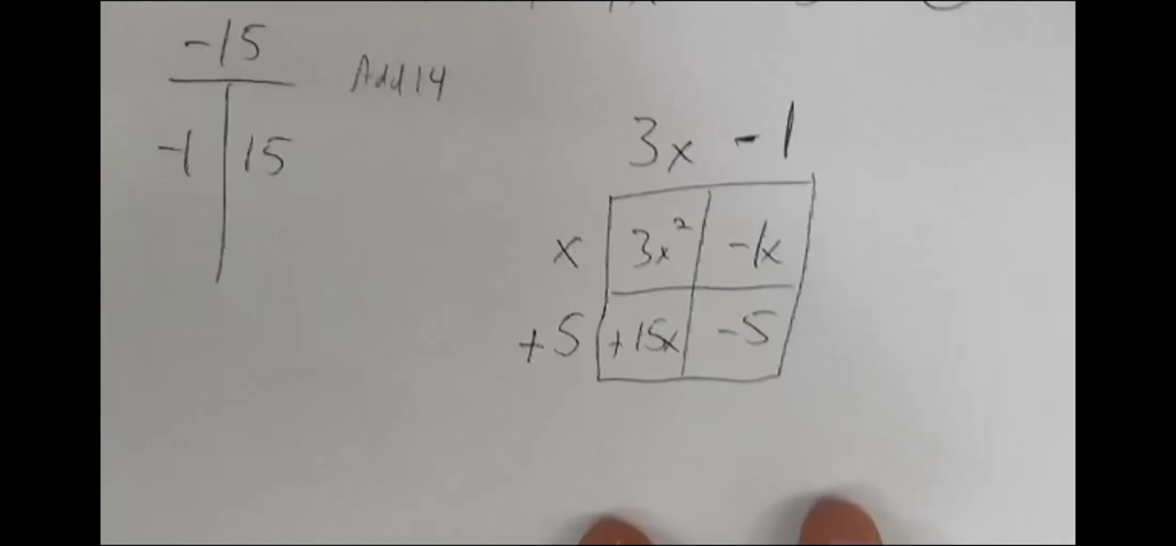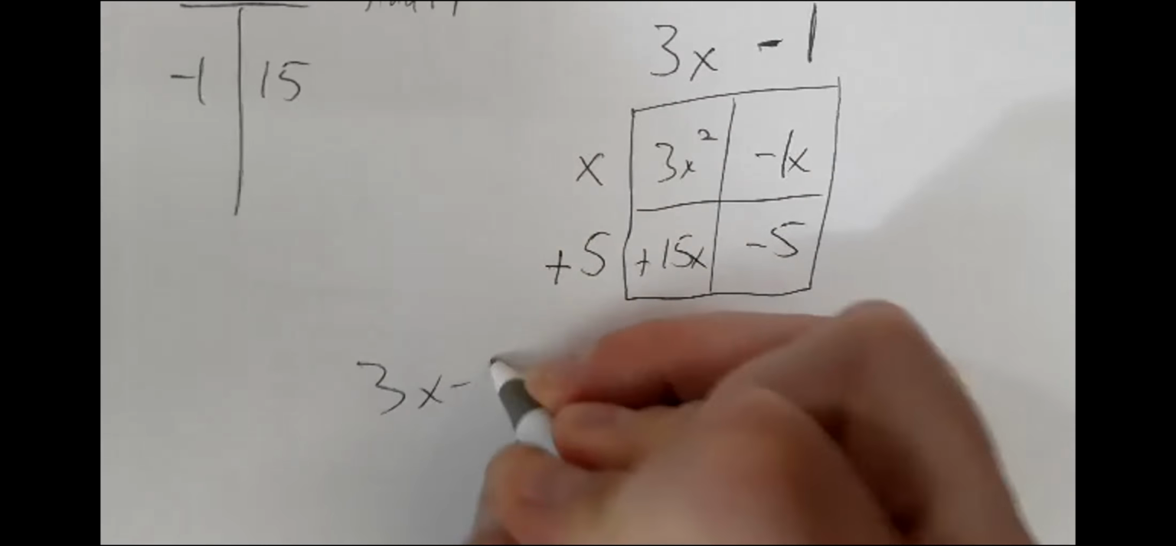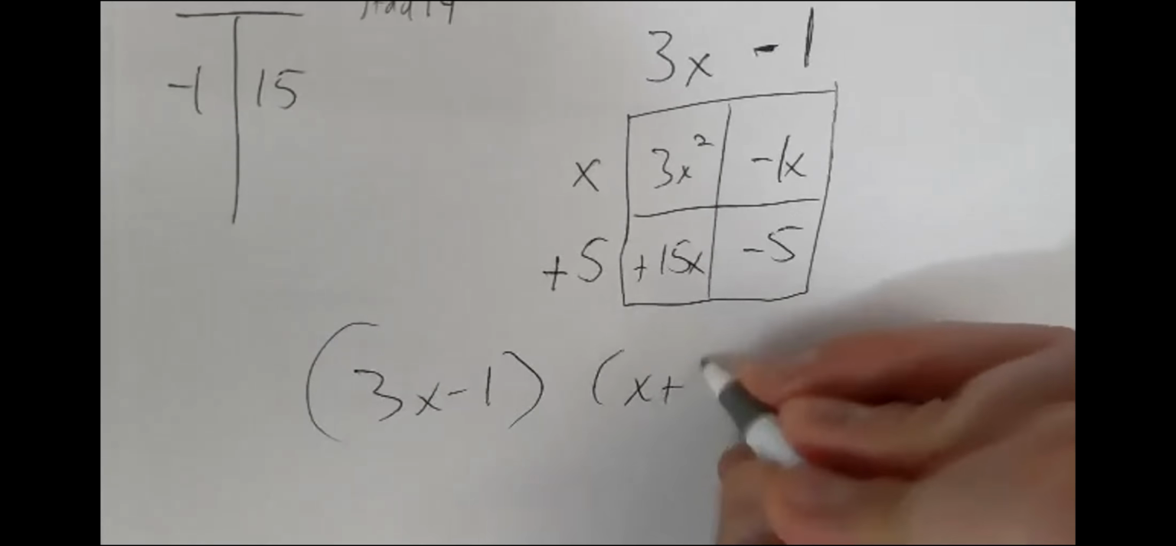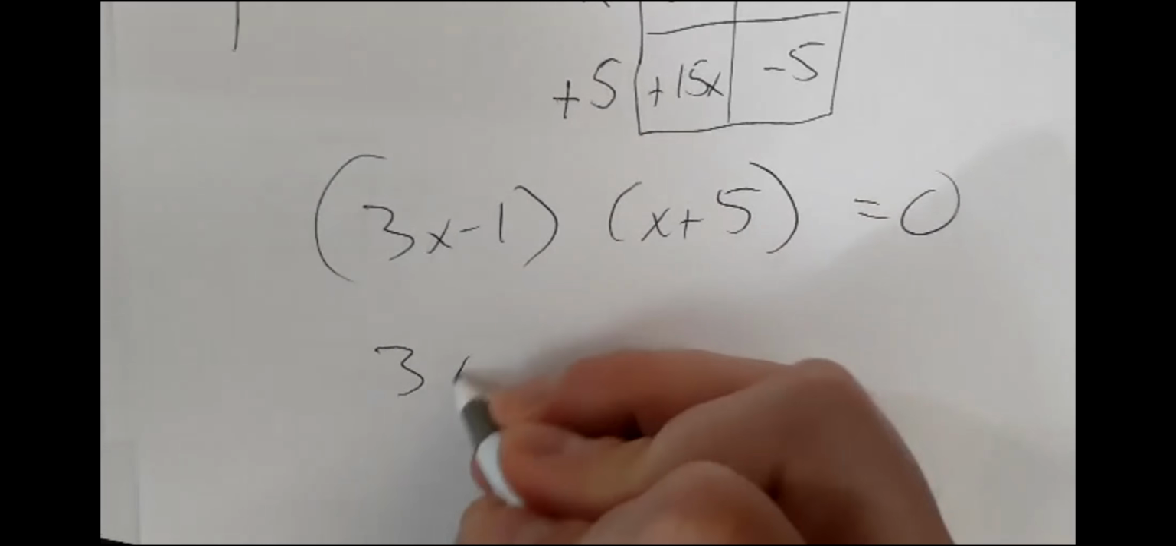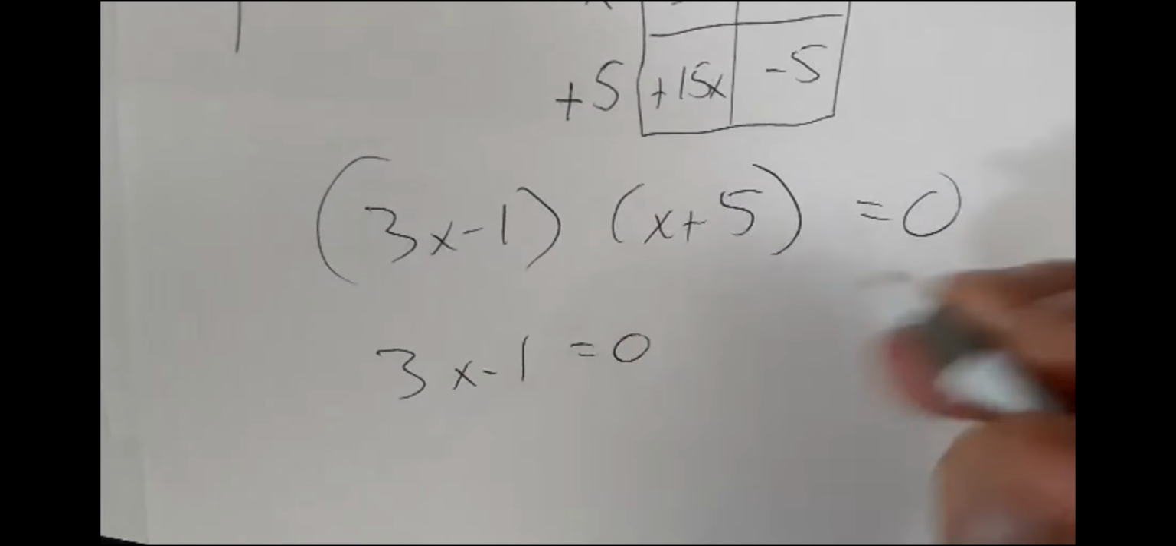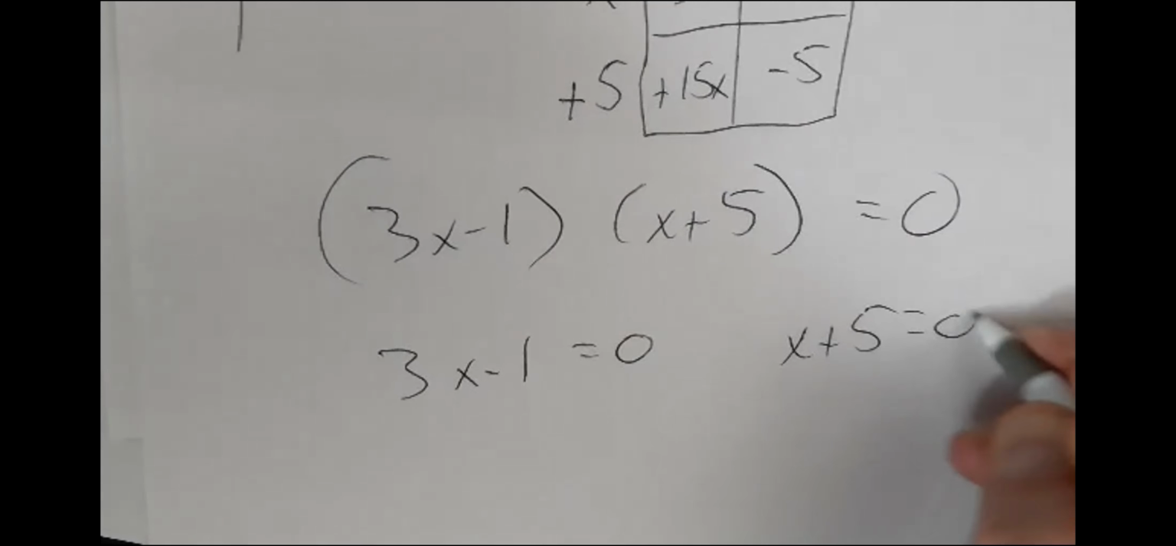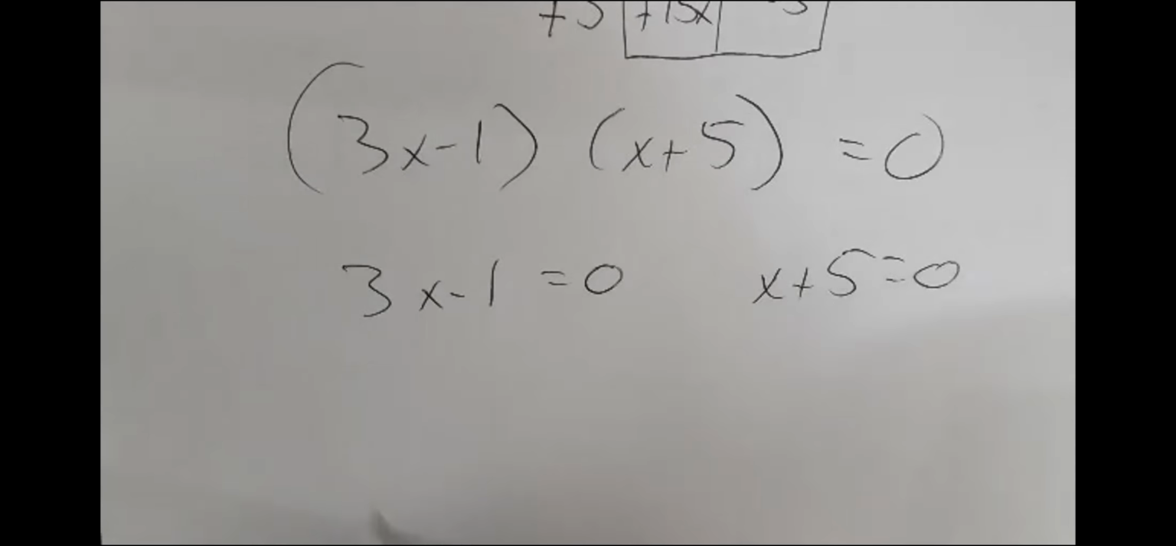Set them equal to 0. Okay, so this is 3x minus 1 and x plus 5, and I set them equal to 0. So now I'm using the zero product rule. We've done this a few times. So either this first thing is equal to 0 or the second thing is equal to 0. Now I have to solve each of these equations.